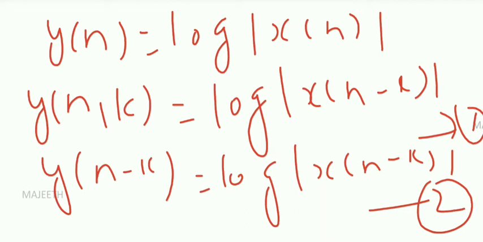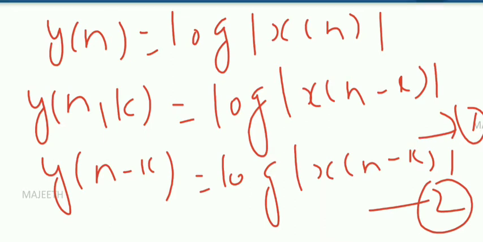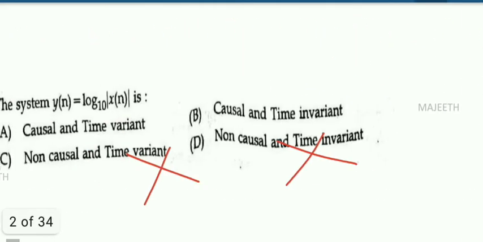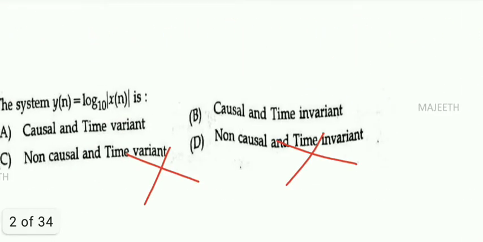So equation 1 is equal to equation 2. That means shifting the output gives the value which is the same as shifting the input. So equations 1 and 2 are the same, so it is a time invariant system. So the option is causal and time invariant. Option B is the right answer.